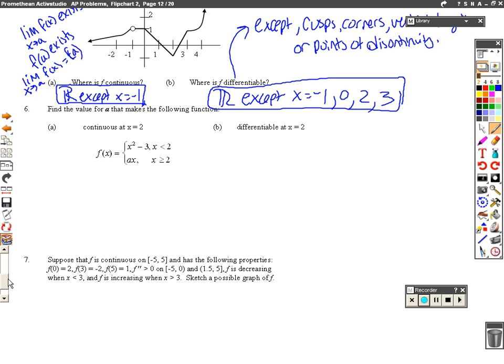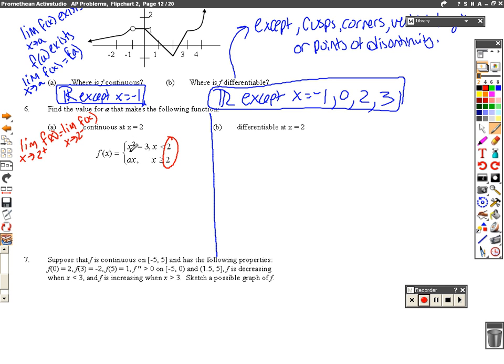All right, moving on. For the values of x that make the function continuous or differentiable. Okay, so let's start out with continuous. Continuous, we want the limit as x approaches this value, 2 from the right, to equal the limit as x approaches 2 from the left. Okay, so let's look at this. These are x's that are less than 2, so that's from the left.